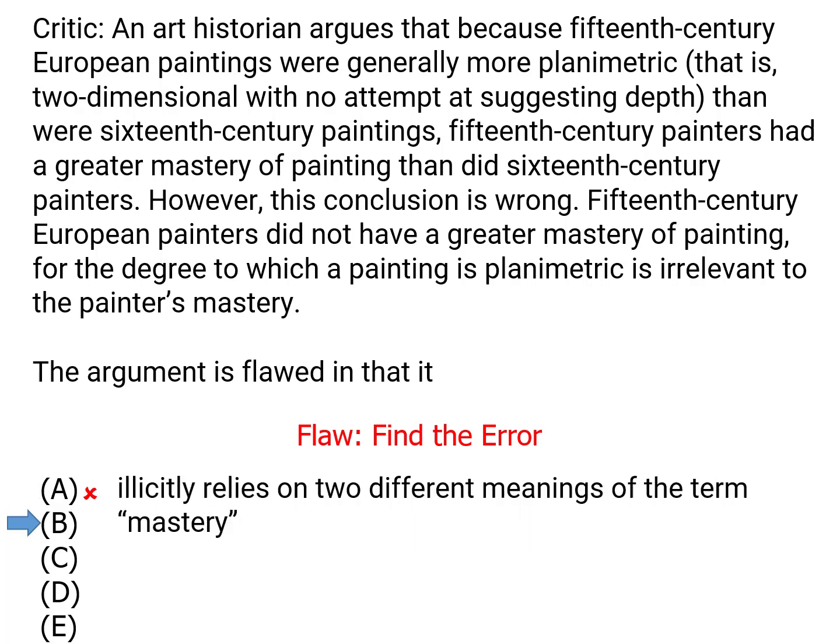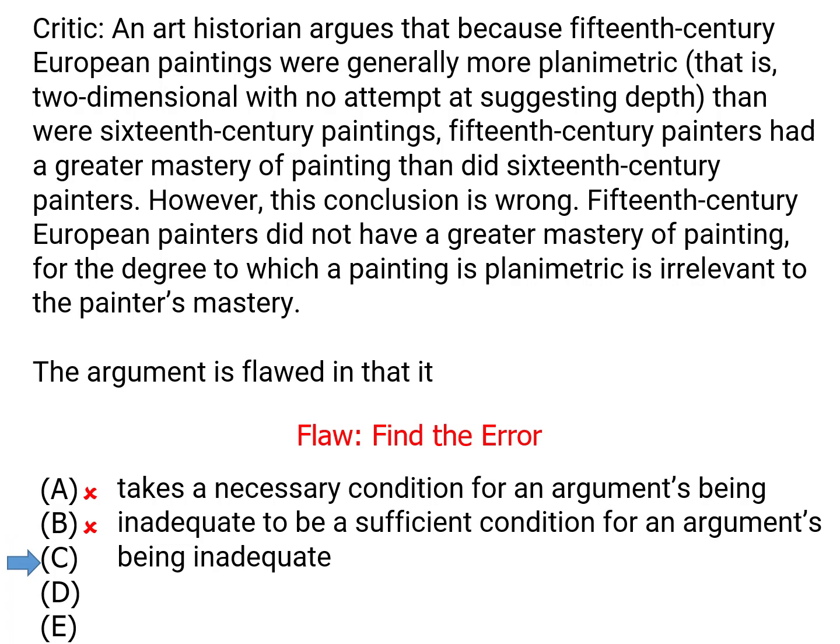Answer choice B illicitly relies on two different meanings of the term mastery. At no point in the argument do we have multiple definitions of mastery. The critic is just talking about whether people are masters or not. Answer choice C, well, this is a very common flaw in the LSAT, it's just not happening here. This answer choice is describing a necessity versus sufficiency flaw. But nothing in this argument is established as being necessary or sufficient, so the argument isn't confusing the two. You'll see this a lot on the LSAT, but you don't see it here.